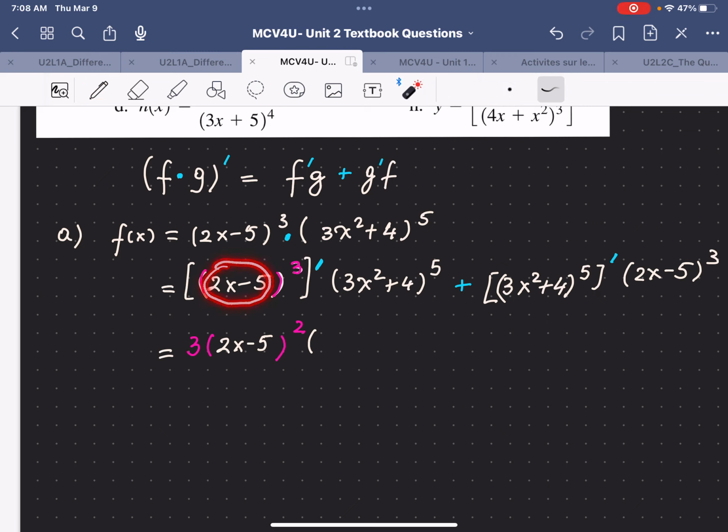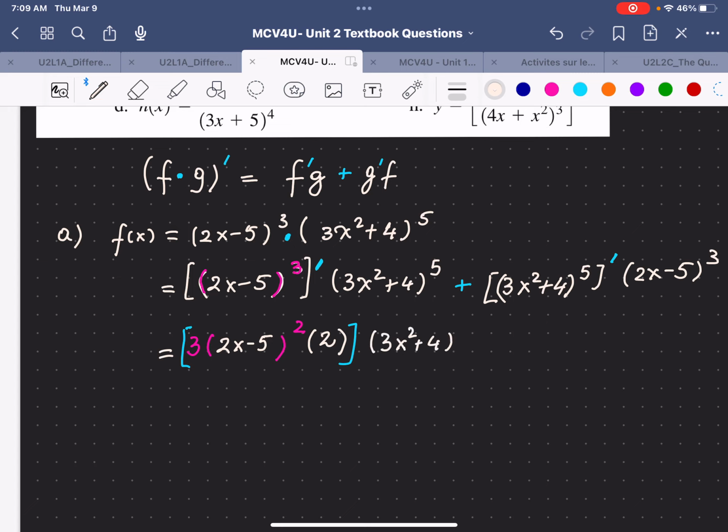And the derivative of 2x minus 5 would be derivative of 2x, which is 2, and then minus derivative of 5, which is 0. But 2 minus 0 is equal to 2, so we don't have to write the term of the derivative of the other term. So with this, we have differentiated this part of the expression only, which means that we now have to multiply by (3x squared plus 4) to the power of 5. So here we go, (3x squared plus 4) power 5.